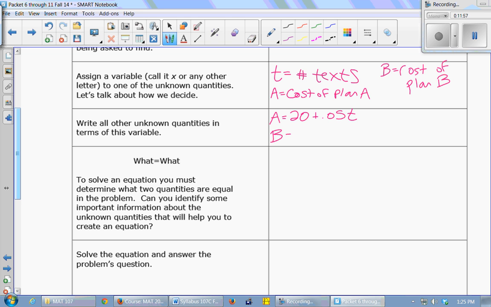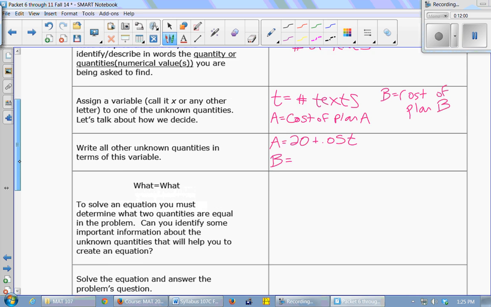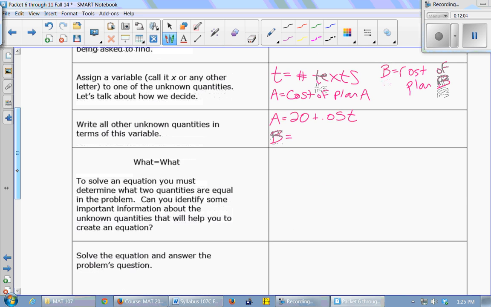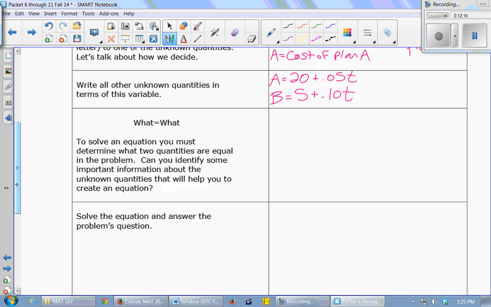And then the cost of plan B, what is that? $5 plus 0.1 T. 10 cents per text. So you multiply 0.1 times the number of texts. Okay, what equals what? A equals B. That's what we're trying to find out. For what value of T does the cost of the two plans equal each other? So when does A equal B? When does 20 plus 0.05 T equal 5 plus 0.1 T?